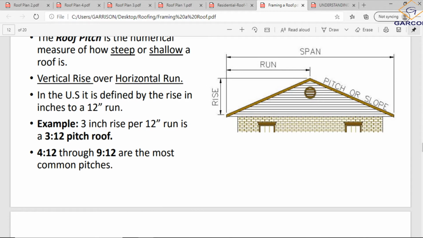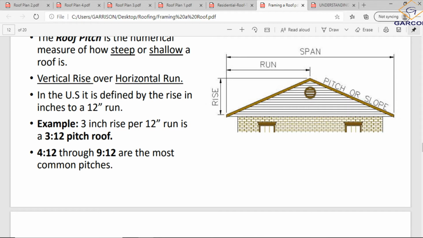So 4 to 12 through 9 over 12 are the most common pitches. 4 over 12 is basically 1 over 3, and 9 over 12 is basically 3 out of 4, because both are divisible by 3. So you can have 4/12, 5/12, 6/12, 7/12, 8/12 to 9/12. Between 4 and 9 you usually have the most common pitches.